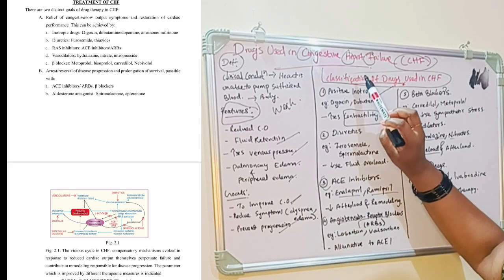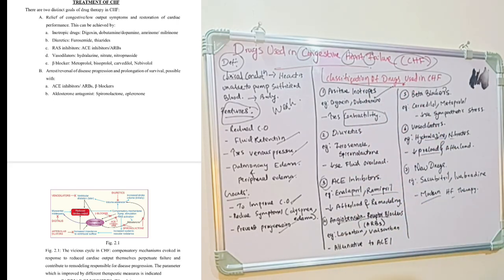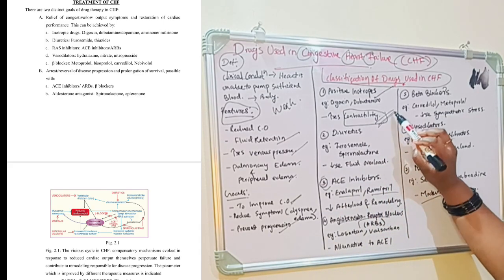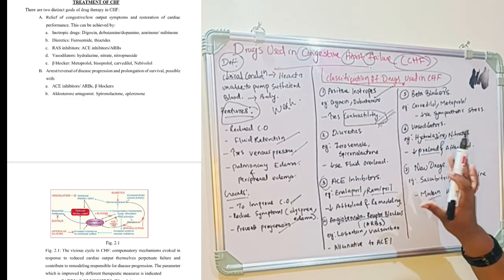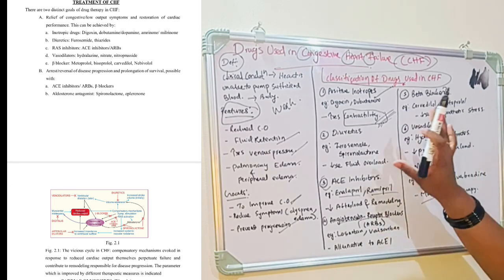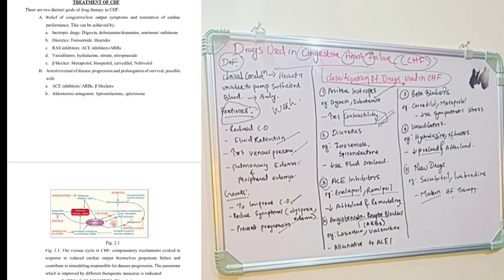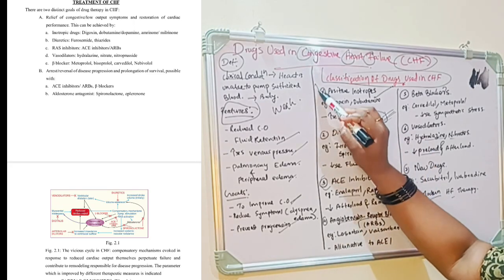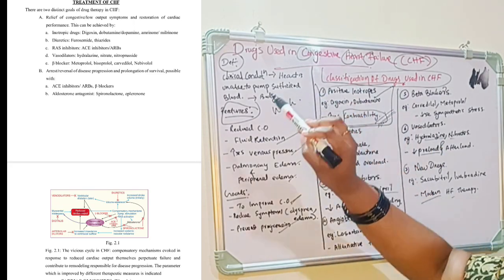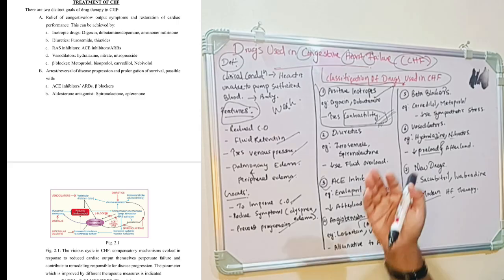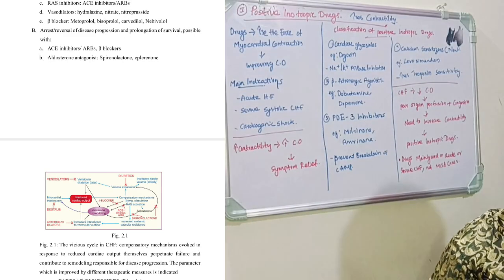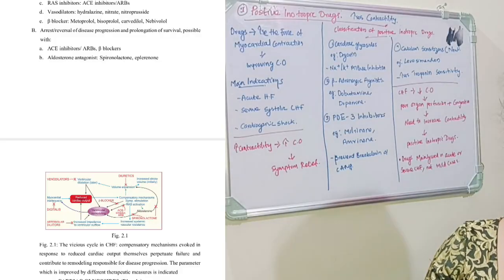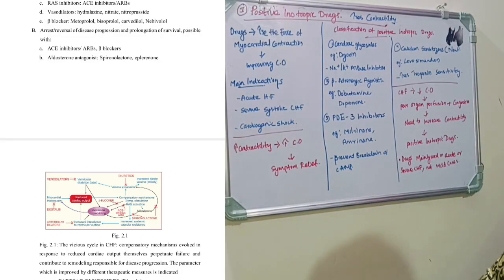So how many classifications do we have? In the classification we have 7, with the examples and the action each one gives. This is very important, the classification of drugs used in CHF. In today's class we are going to see positive inotropes. In one lecture we will see one classification. Let's see positive inotropic drugs, the first classification.